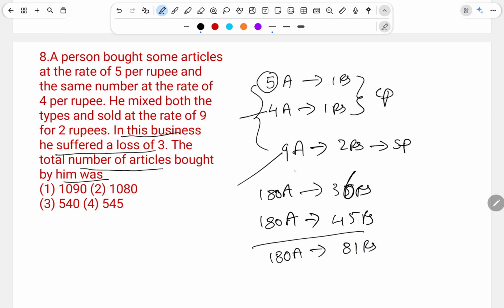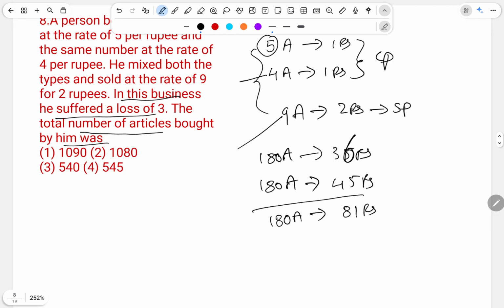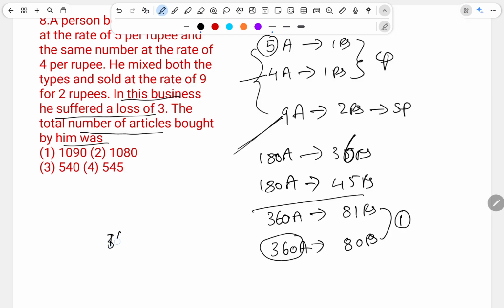Now take 9, try to convert 9 to 180. So multiply by 20. Adding these both we get 360. So make this 360. 9 into 40 is 360 articles sold for 80 rupees. There is a loss of 1 rupee. Means 1 rupee loss on selling how many articles? 360 articles. Selling 360 articles, he incurred a loss of 1 rupee.